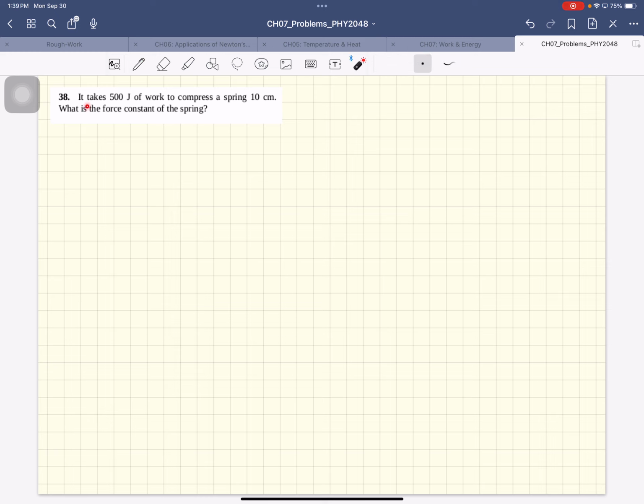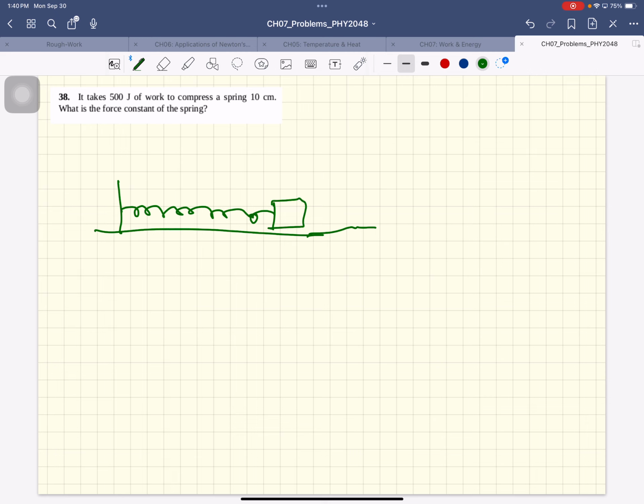Okay, this problem says it takes 500 joules of work to compress a spring 10 centimeters. What is the force constant of the spring? All right. So this is x equal to 0. And when you stretch the spring, it exerts a force like that. And when you compress it, the spring exerts a force like this.